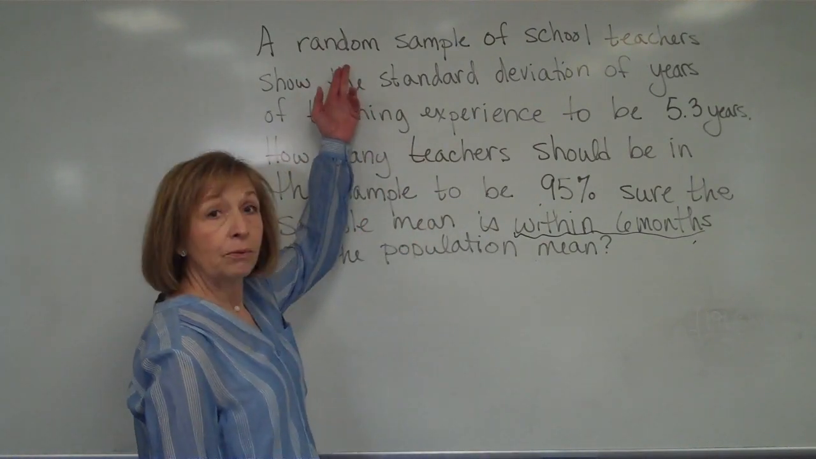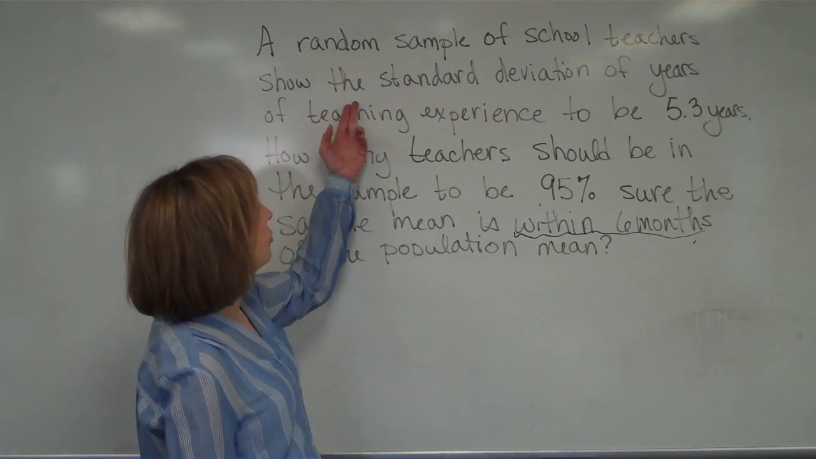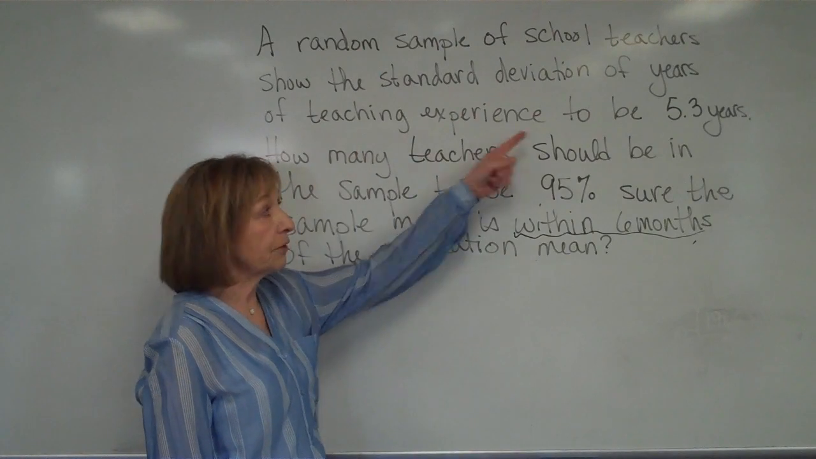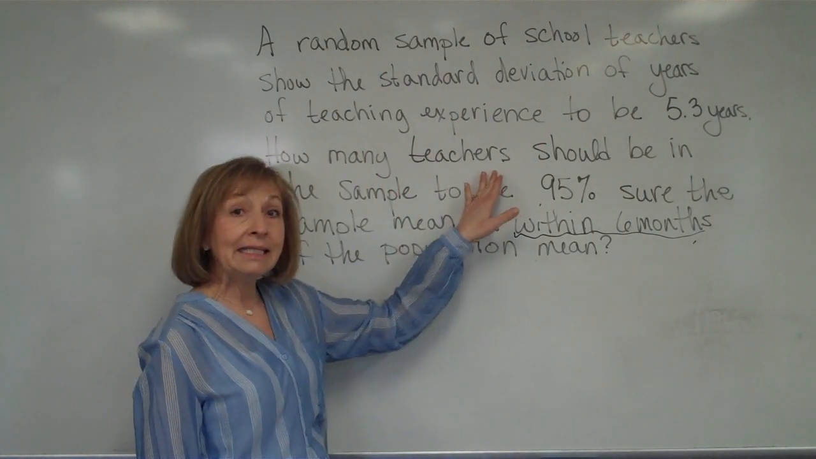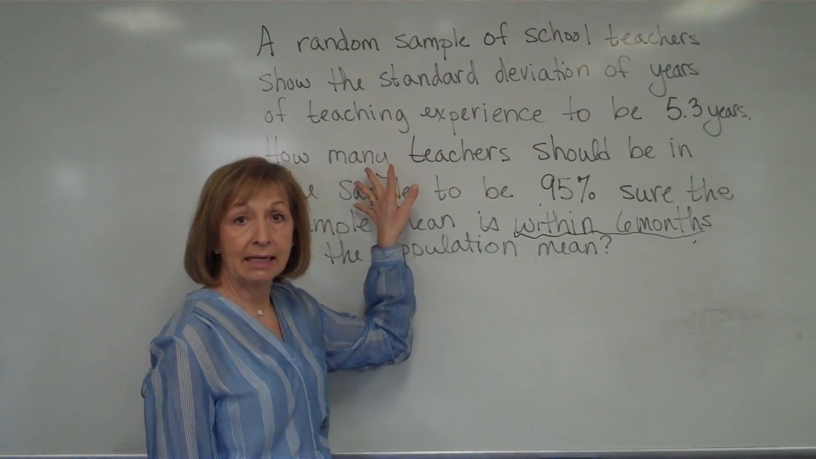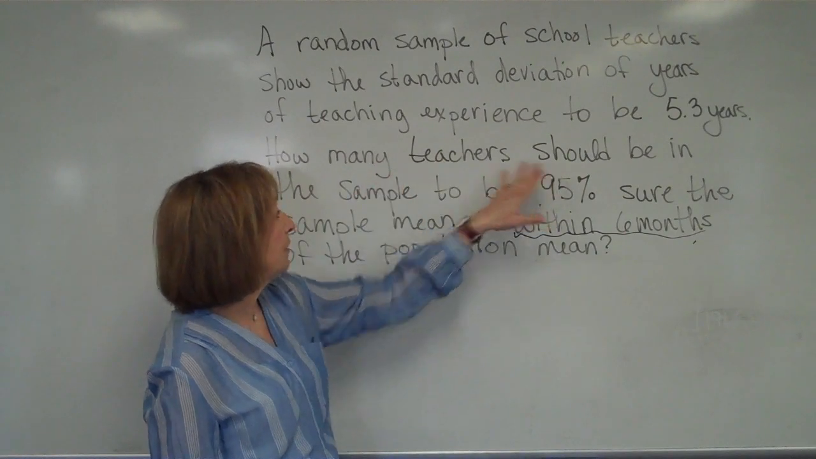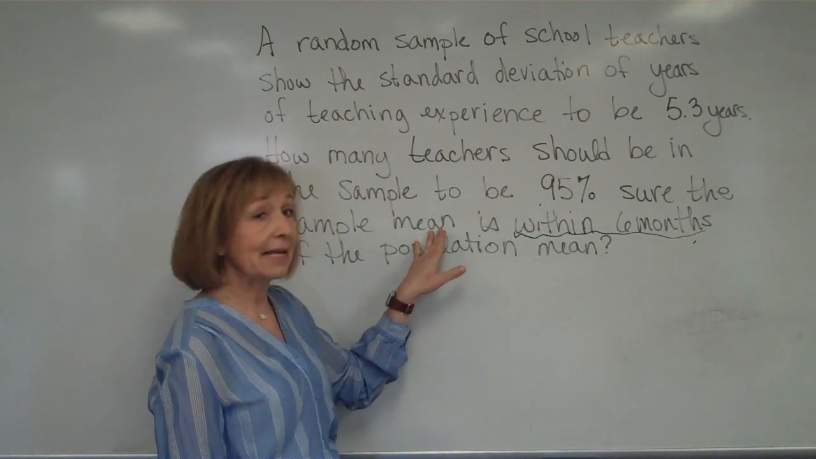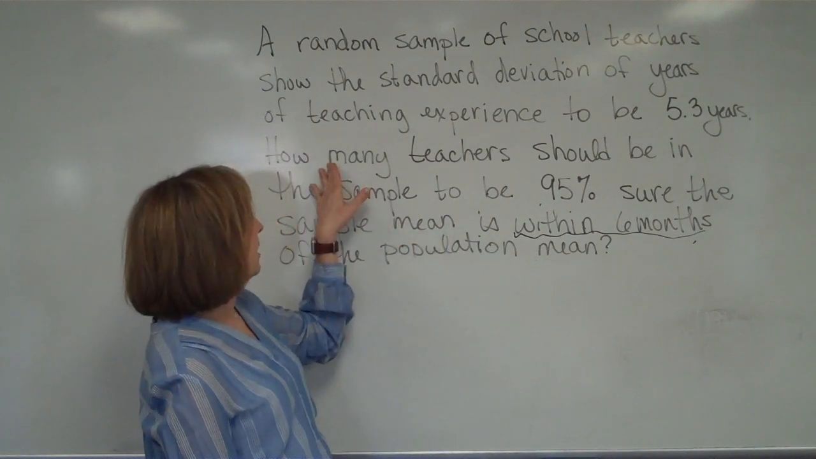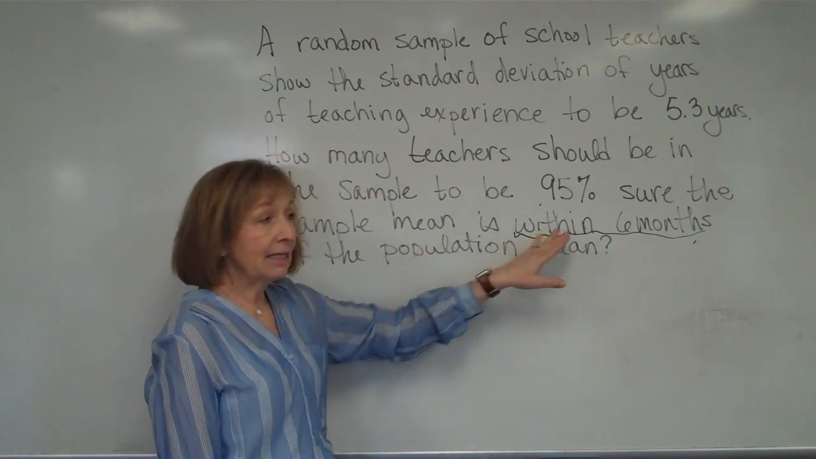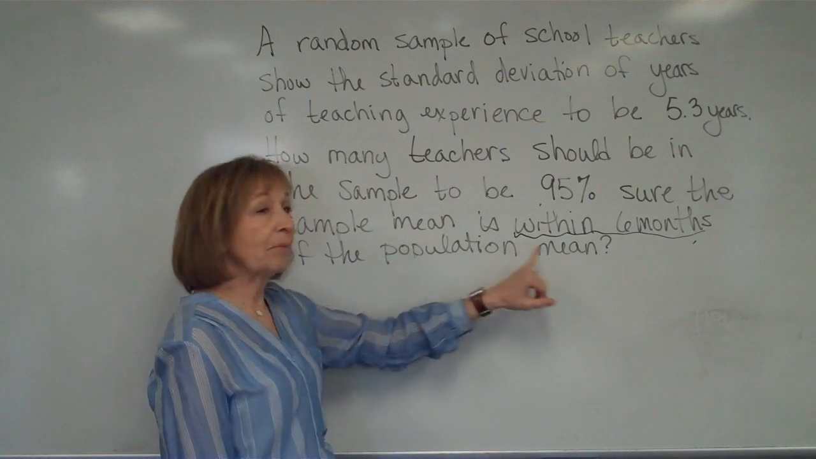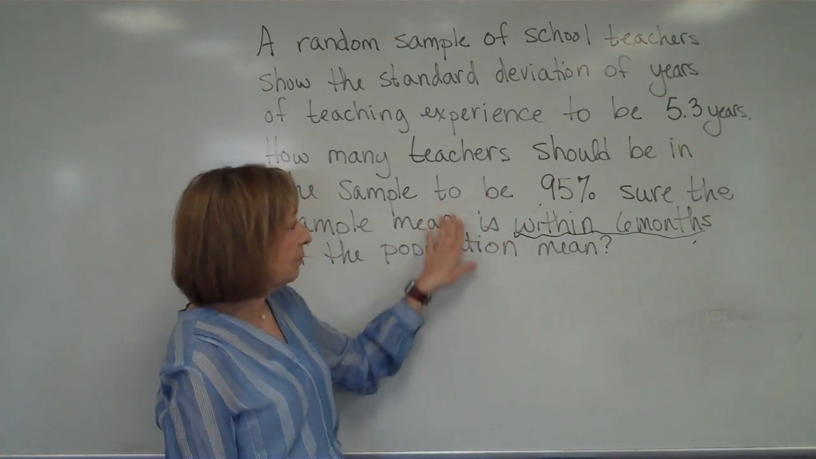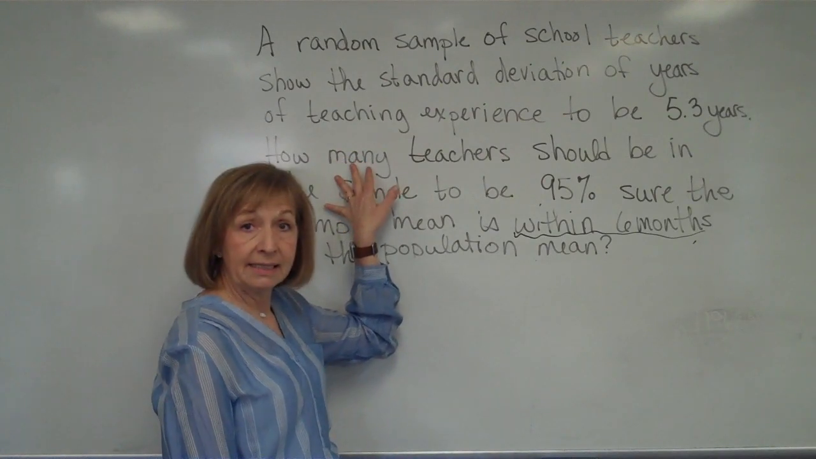So here we have a random sample of school teachers showing the standard deviation of years of teaching experience to be 5.3 years. How many teachers, so how many, it's a sample size type question, should be in the sample to be 95% sure that the sample mean, so it's a sample size about the mean, is within 6 months of the population mean. So this part's telling me it's mean, and then how many is telling me it's a sample size question.